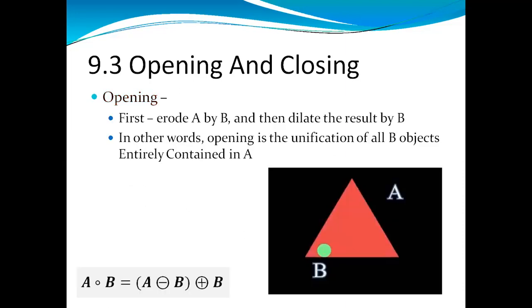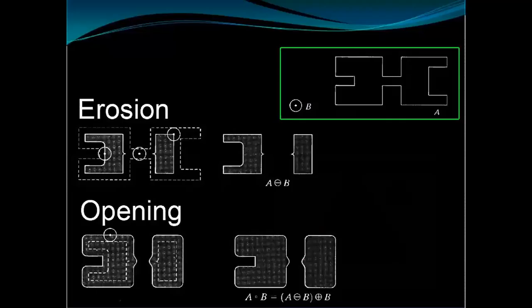For example, in opening, first we have to erode A by B, and then we have to dilate the result. It is A opening B. So opening is the union of all B objects entirely contained in A. That is the representation of opening. So this is the representation of an erosion and this is the opening.